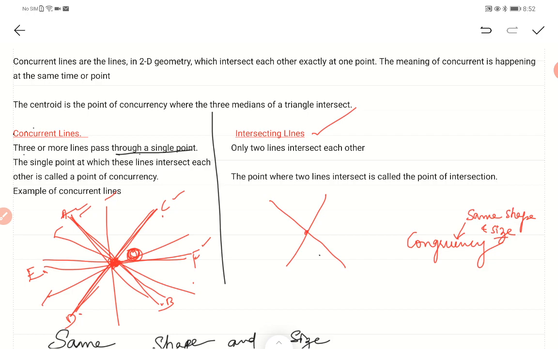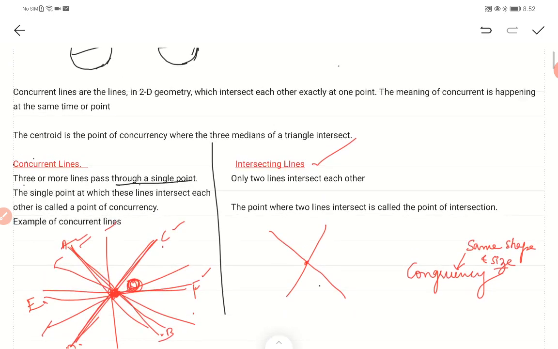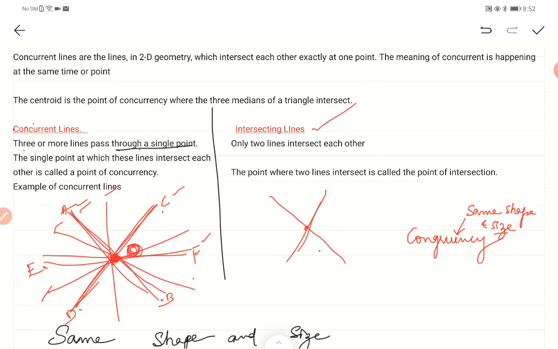Don't get confused between concurrent lines and intersecting lines. Concurrent lines means three or more lines passing through a single point. What are intersecting lines? Only two lines, if they meet each other at a single point, that is the point of intersection, and you call them intersecting lines. I hope you are clear about it.